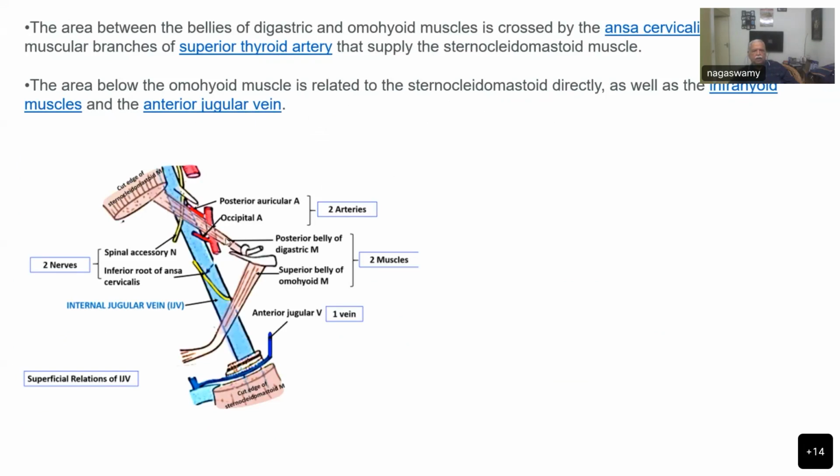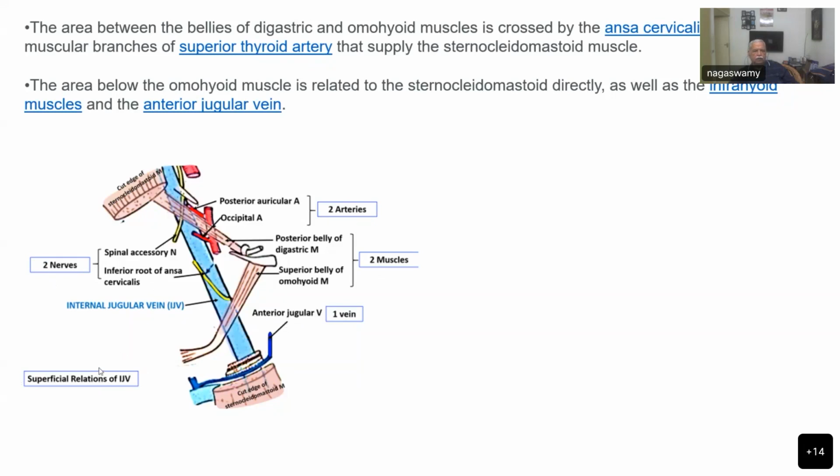See, this is the posterior belly of digastric. This is the superior belly of omohyoid, and so this triangle divides it into one part, two parts, and three parts. So the digastric and the omohyoid. The spinal accessory nerve, inferior root of cervicalis, anterior jugular vein, the various muscles, posterior auricular artery and occipital artery. So two arteries, two muscles, two nerves are in relationship, and one vein, that is anterior jugular vein, is also in relationship with that.